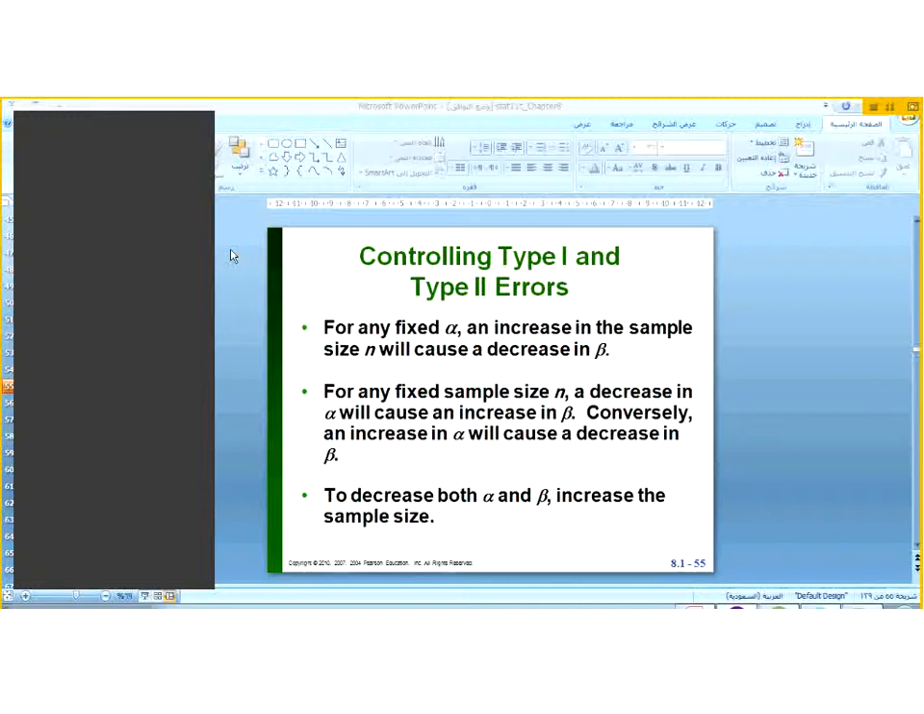So for any fixed alpha, an increase in the sample size n will cause a decrease in beta. Okay. I have 3 variables: alpha, beta, and n. Alpha is the type 1 error, beta is the type 2 error, and n is the sample size. If you fix alpha, any increase in the sample size n will cause a decrease in beta. In the same way, if you fix the value of n, a decrease in alpha will cause an increase in beta.